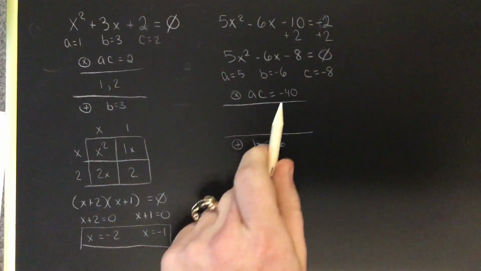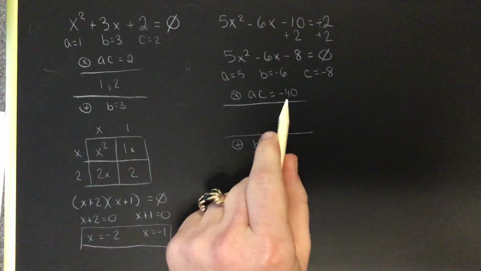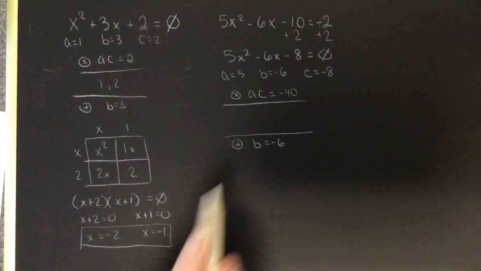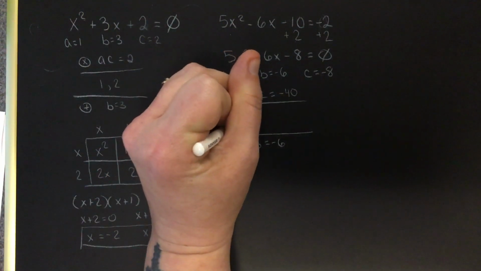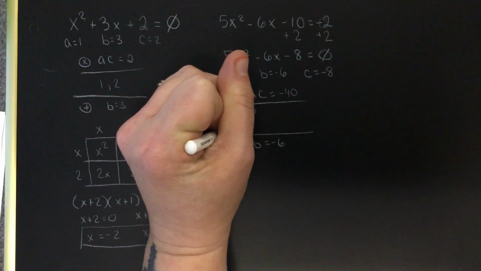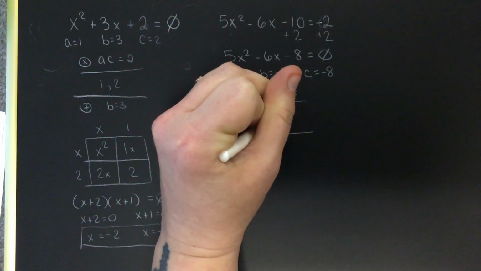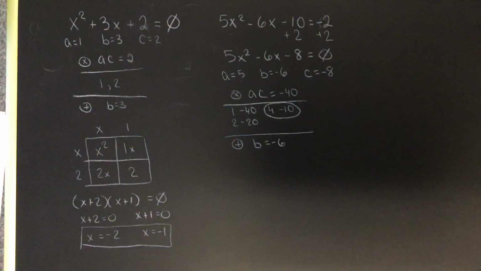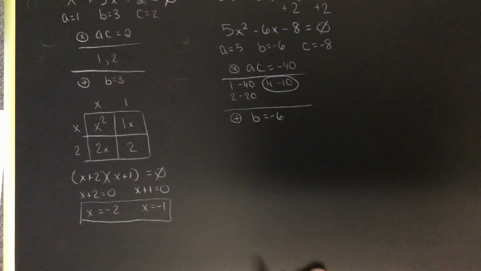So we want one number to be positive and one number to be negative so that we can multiply to a negative. We want the bigger number to be negative so that when they add up, they get a negative. So we have 1 and negative 40, 2 and negative 20, 3 does not work, 4 and negative 10. Okay, we found what we need. So that's what we're going to use.